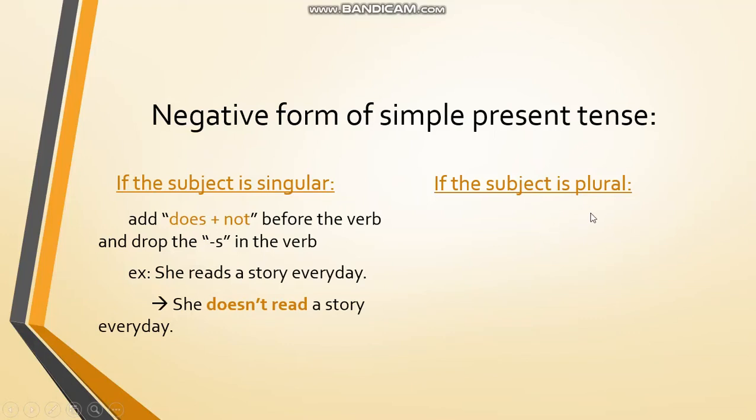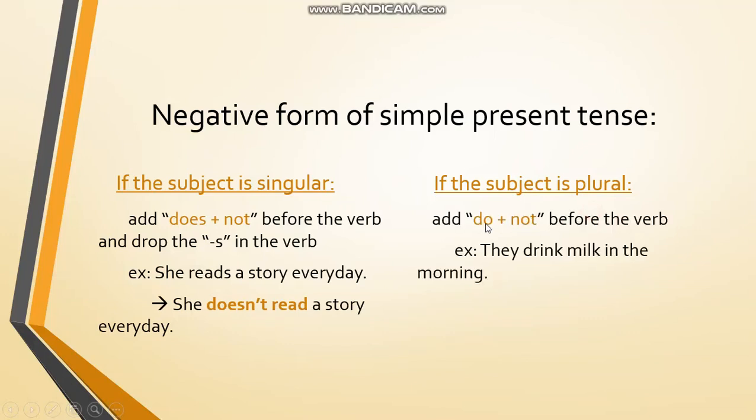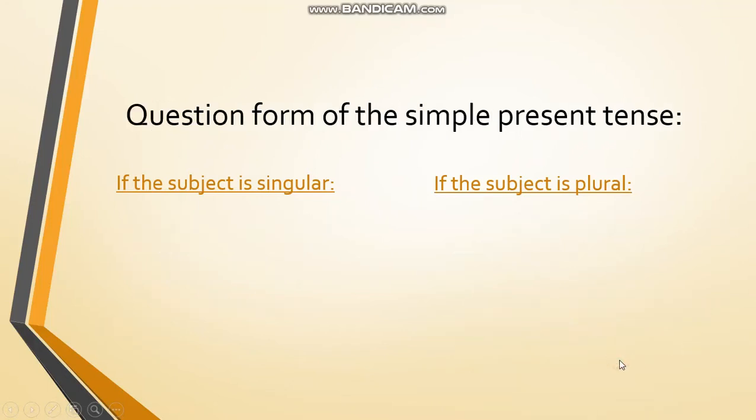And if the subject is plural, I should add do plus not before the verb. For example, they drink milk in the morning. They don't drink milk in the morning. As in the negative form, we have the question form of the simple present tense. Also if I have a singular subject and if I have a plural subject.